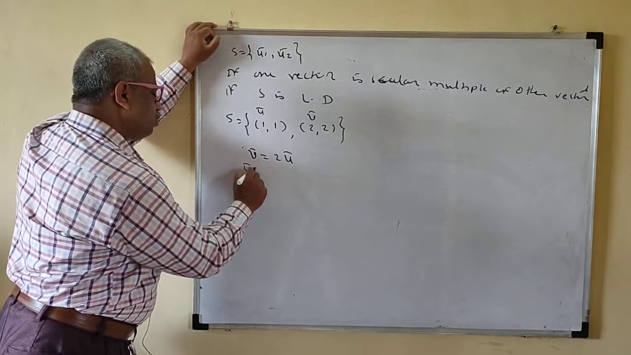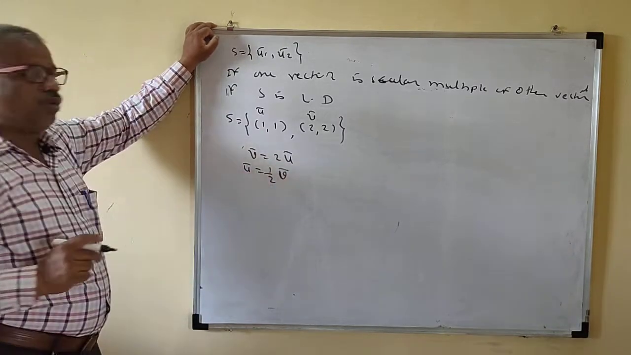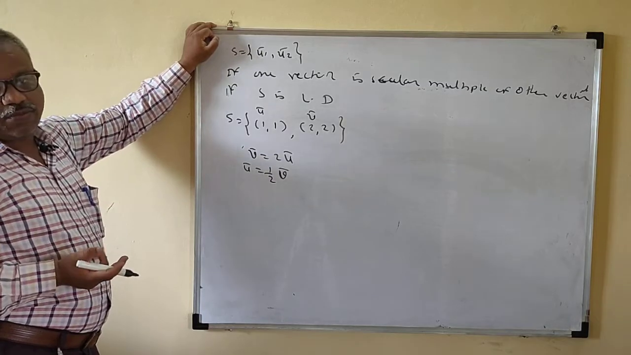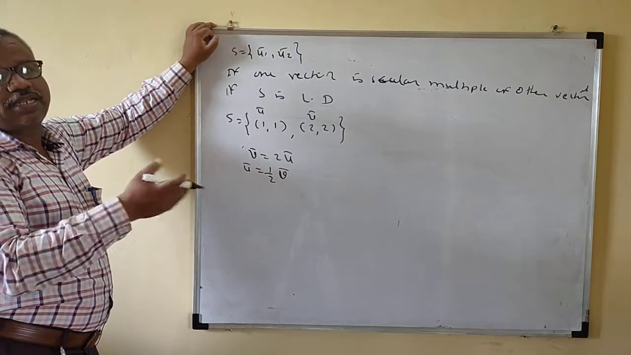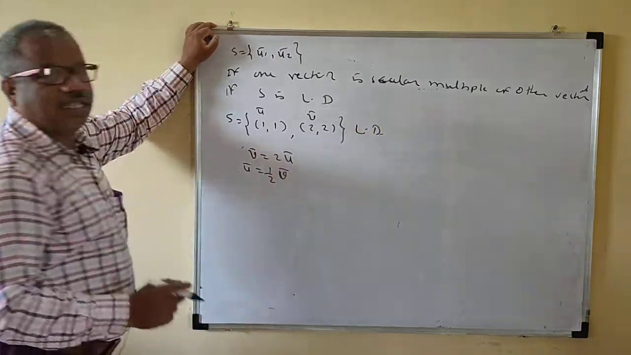Or you can write u bar as 1/2 v bar. So u bar is also a scalar multiple of v bar. So one vector is a scalar multiple of the other, and this set is linearly dependent.